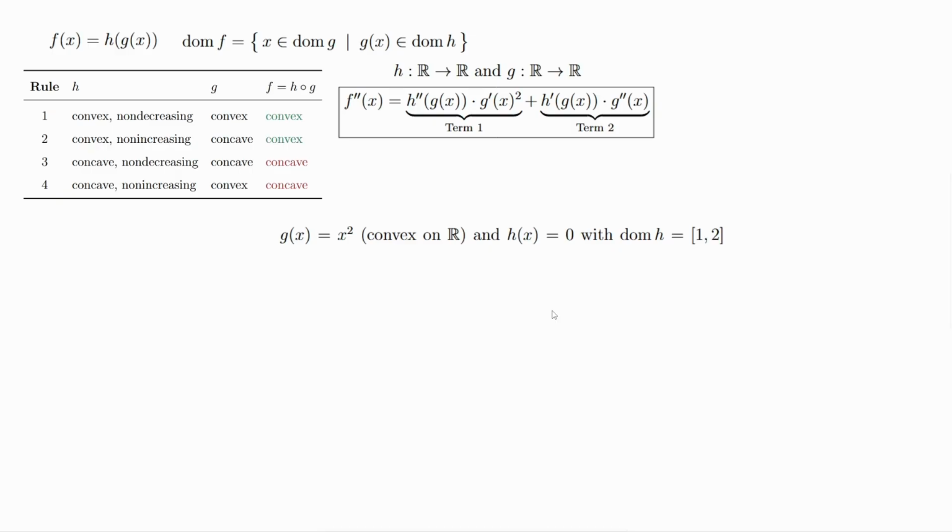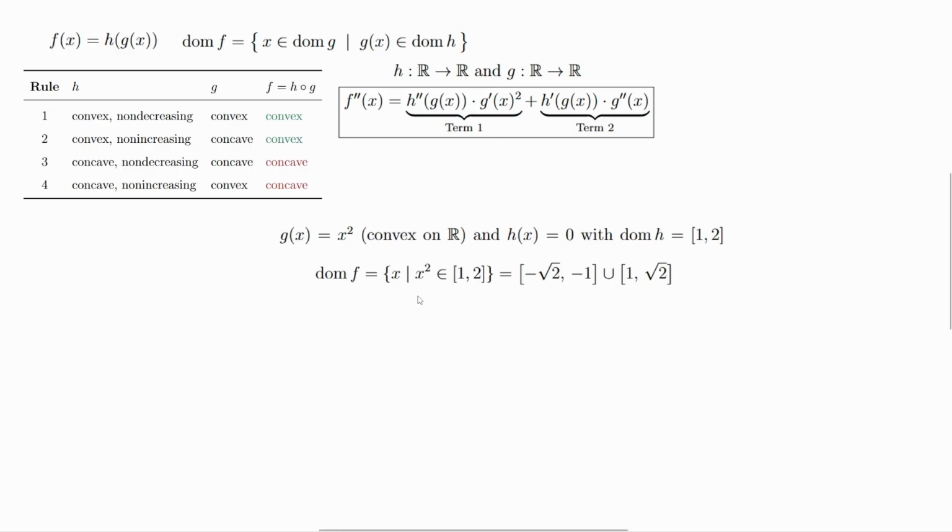So concretely, here's an example that shows why all these technicalities are important. Let's take g of x equal to x squared, which of course is convex on R, and h of x equals 0, with the domain of h being, let's say, 1 to 2. h is convex and is non-decreasing. But let's look at what happens to the domain of f.